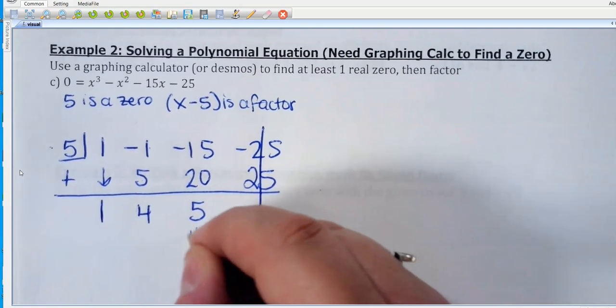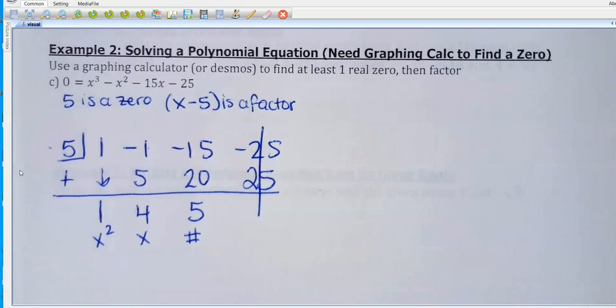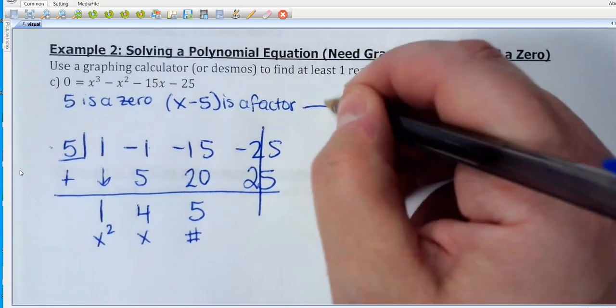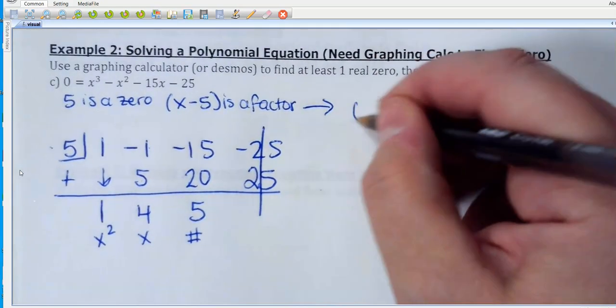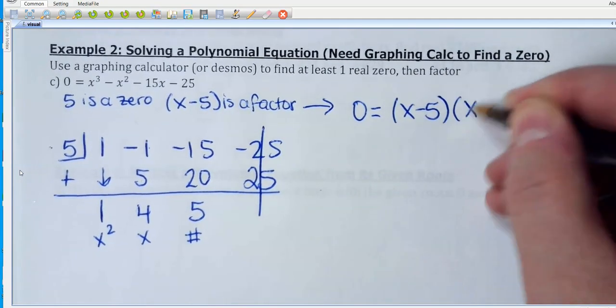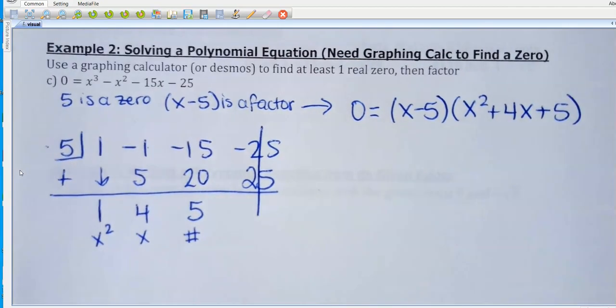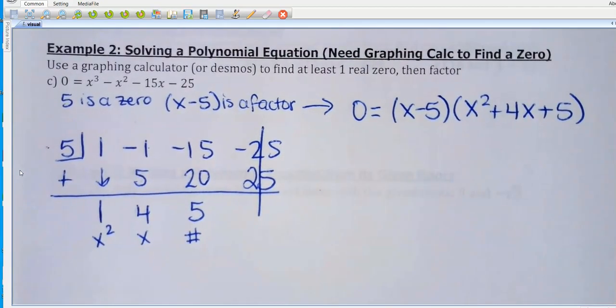Constant is going to be 5, x is going to be 4, and x squared is going to be 1. So I didn't have anything else I could use from the graph. So what we have here, factored form, I'd have x minus 5, and then x squared plus 4x plus 5. That would be the factored form. That's as far as I could go with that.